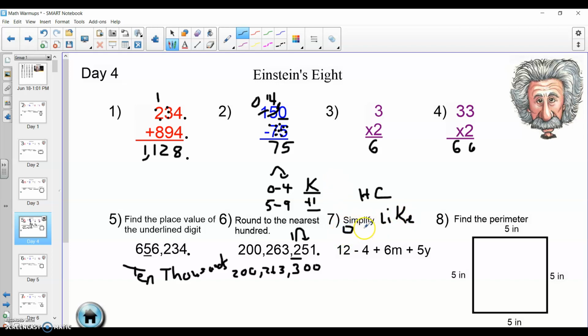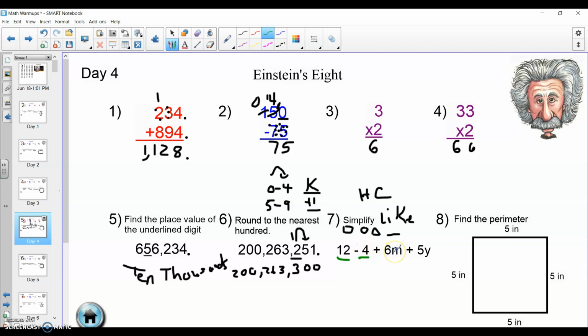So I'm going to use a square, a circle, a triangle. You can even do an underline, and it doesn't matter which one you use. So I'm going to go down here and read my expression, 12 minus 4 plus 6m plus 5y. I'm going to find things that are alike. Okay, so I'm going to start with my 12. 12 is a digit, and so is minus 4. So those are very, very similar. They're alike, okay? So basically, I have 12 Hershey Kisses minus 4 Hershey Kisses.